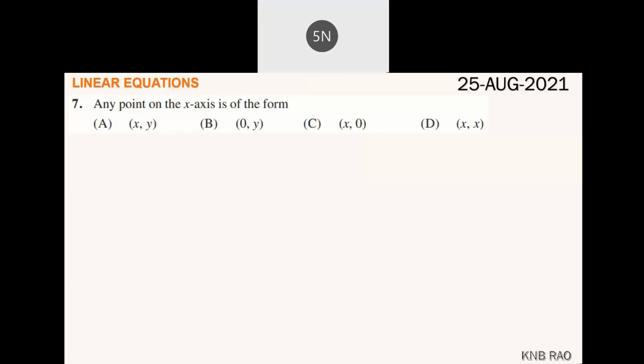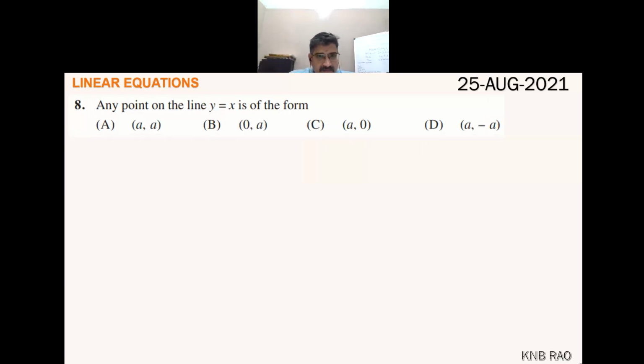Any point on the x-axis, option C. Very good. Option C: any point on the x-axis is of the form x comma 0. Perfect answer. Question number 8.